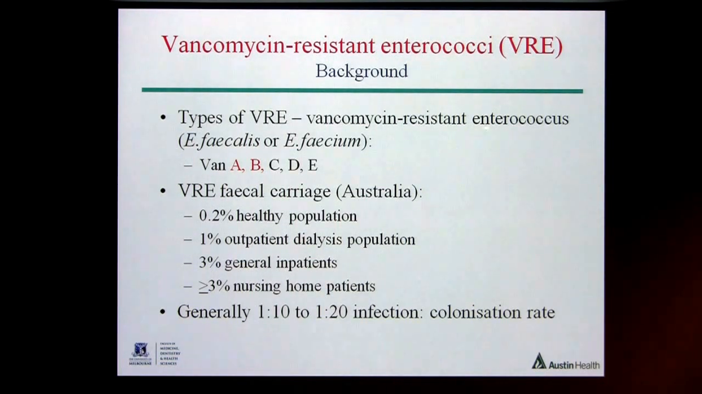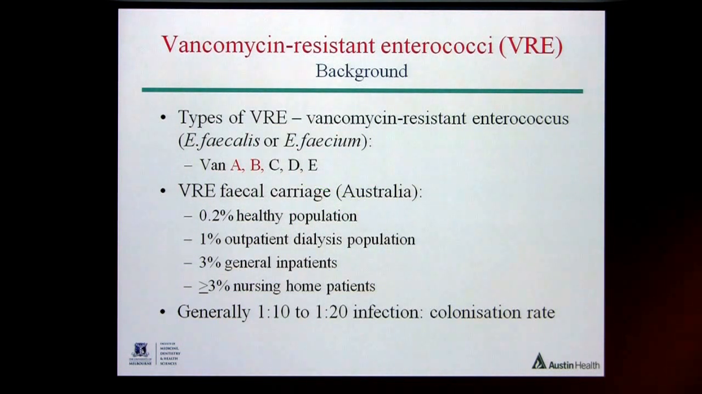But with that, with VRE at least, there are a bunch of different VAN genes. A and B are the 2 commonest. VAN A denotes resistance to both teicoplanin and vancomycin, so they're both glycopeptides, whereas VAN B, they're resistant to vancomycin but often still sensitive to the alternative, teicoplanin. The problem is that teicoplanin is a pretty poor drug and doesn't get very good penetration into deep-seated infections, and so it often fails.